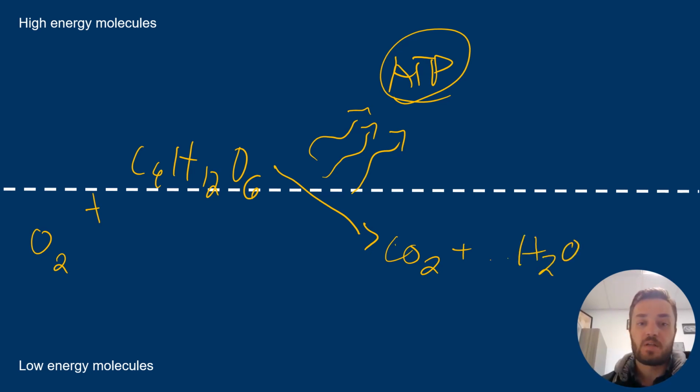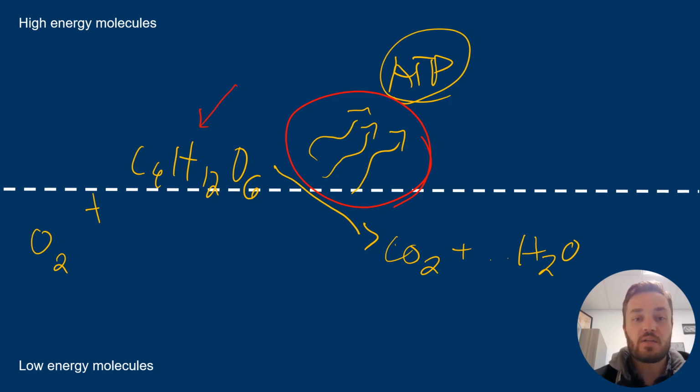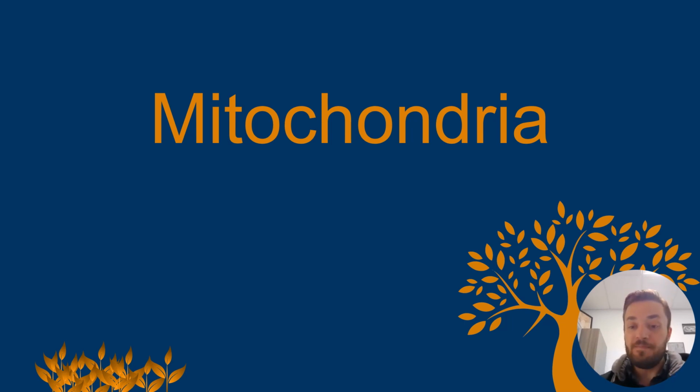There we go. Okay, so that's the whole point of respiration, right? Is this step right here. Release the energy that was trapped in the sugar during photosynthesis so that we can do things with it. In this case, make ATP. Where does this happen? This happens in a specialized organelle called a mitochondria.